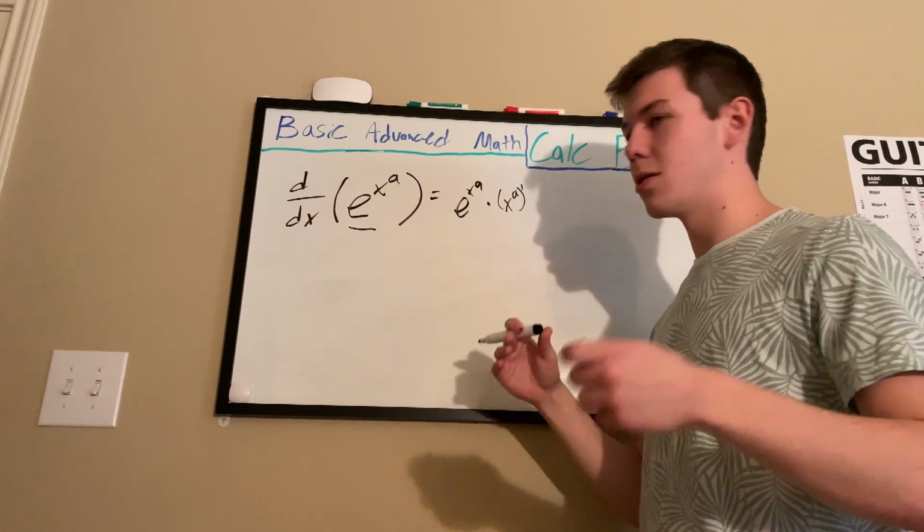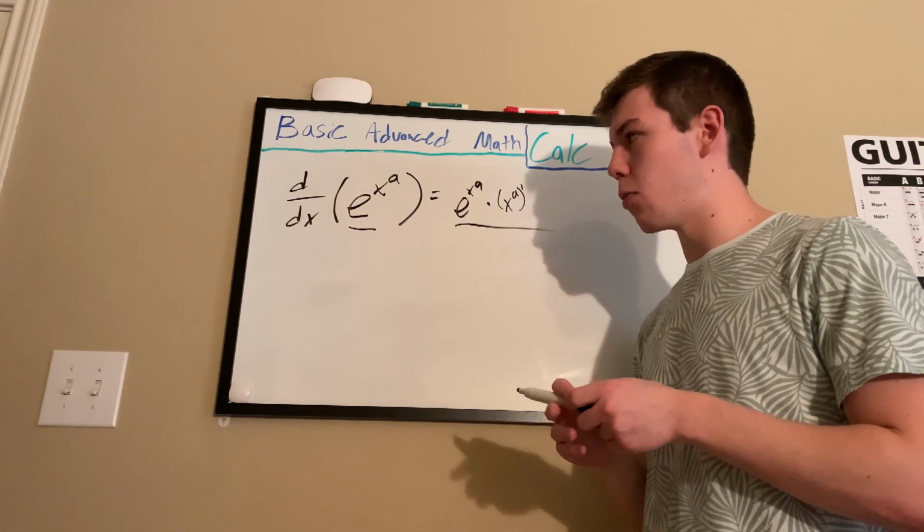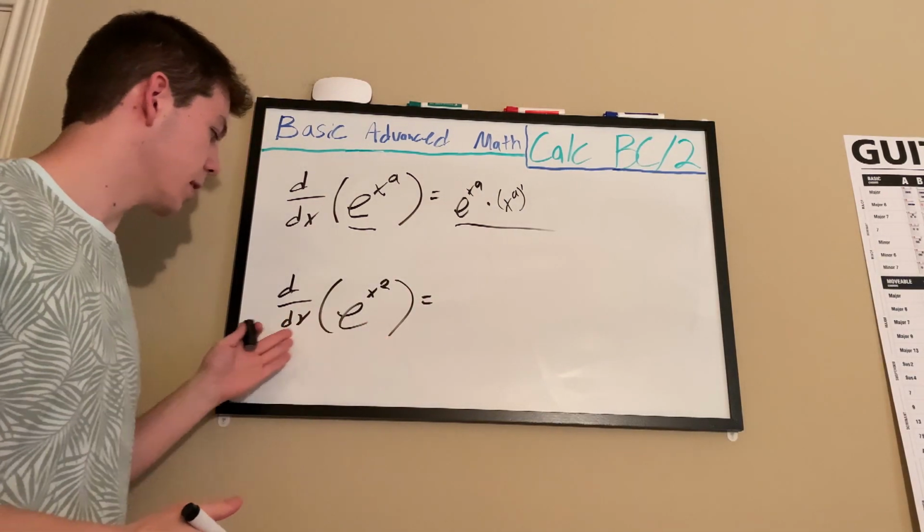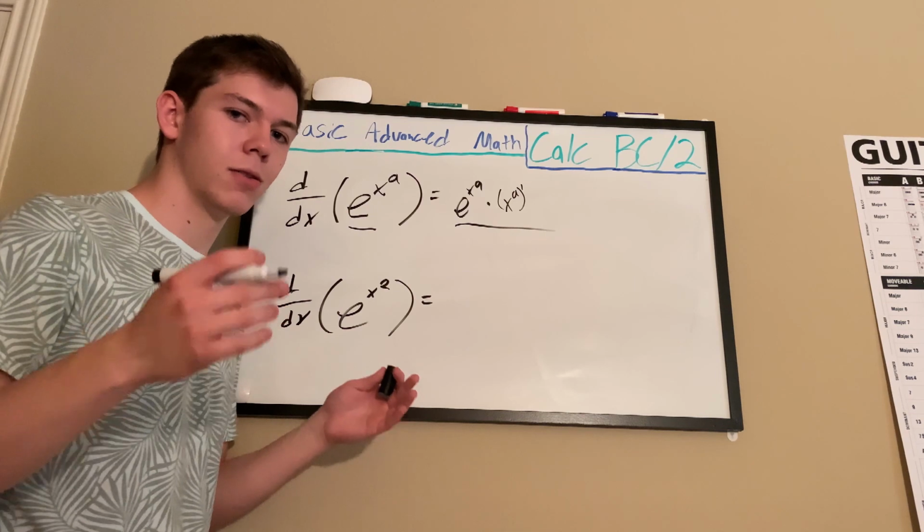So what we're going to do is apply this to an equation, and we're going to solve a problem real quick, and we're going to move on. So right here we have e to the x squared. We're taking the derivative of that. This is super easy.